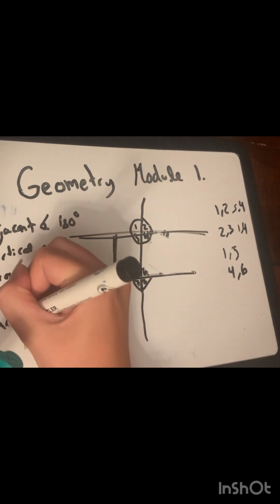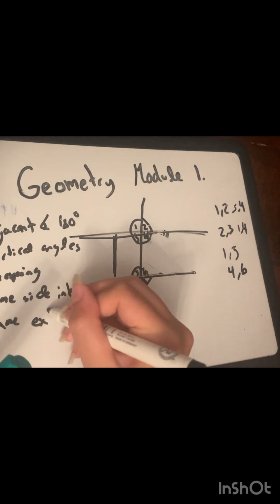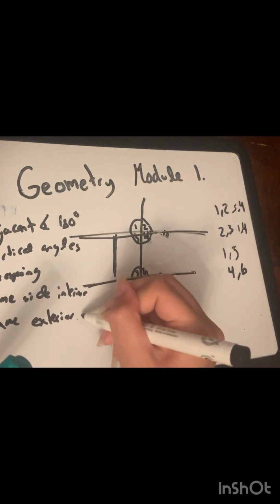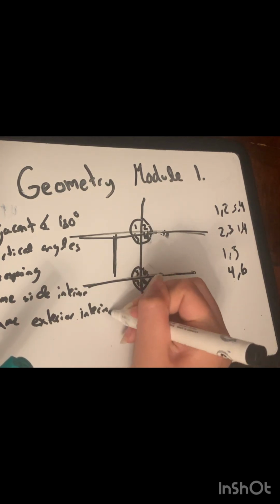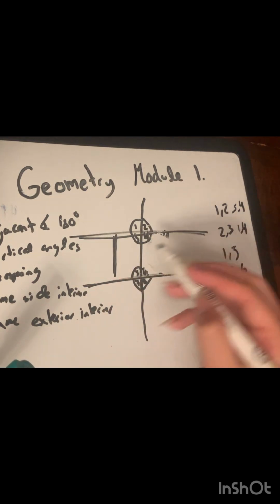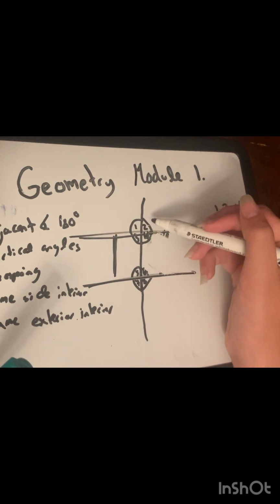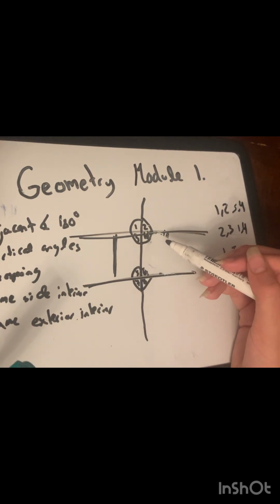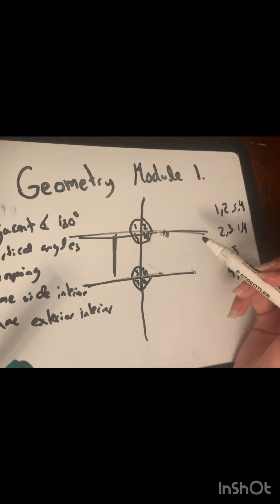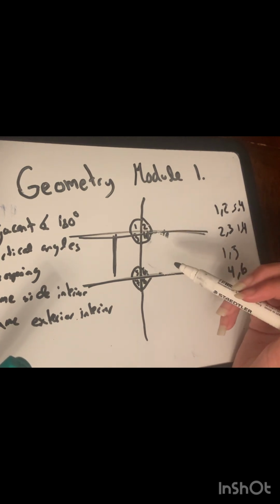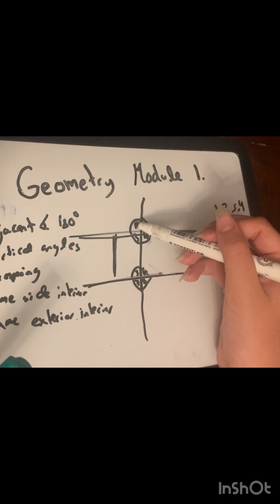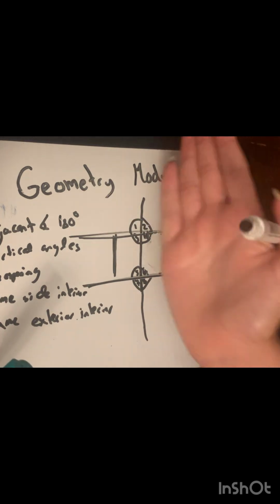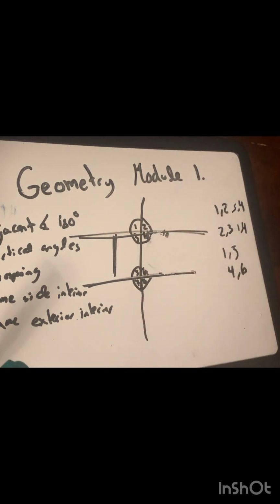Now, what about same side exterior? Exterior means outside. So outside these two parallel lines are 1, 2, 7, and 8. Our lines that are exterior, same side, could be 1 and 7. They're on the same side and they're both outside. So 1 and 7. Perfect, guys. You guys are doing good.